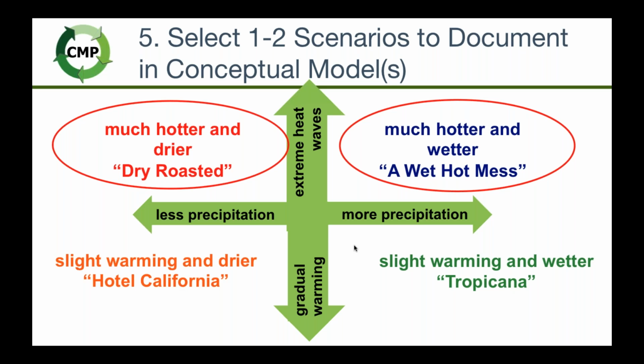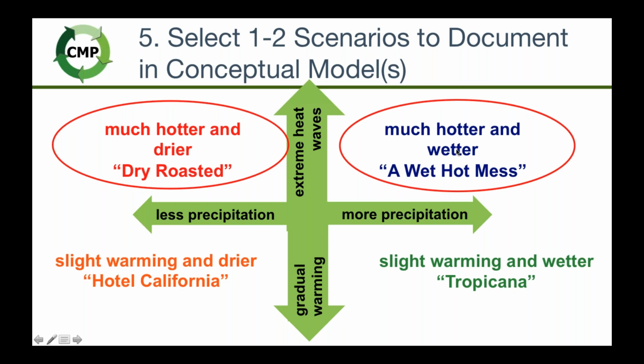So you may be working with a project where one of the climate scenarios that they want to consider is extreme heat waves with less precipitation, which they're calling dry roasted. And the other one that they want to consider is extreme heat waves with more precipitation. So they've sort of decided that the gradual warming, they'd rather look at the extreme heat waves. They'd rather focus on the more extreme temperature scenarios. But these are the two that they want to take forward.